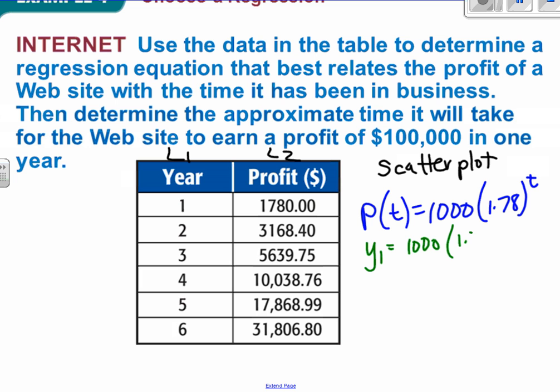1,000 times 1.78 raised to the t. And in Y2, right now you're going to put 100,000. And that should be a horizontal line across. And find that point of intersection. So when you're graphing all that, notice these things. Does this curve fit the points pretty well? It should look like it goes right through them because it's an R of 1.